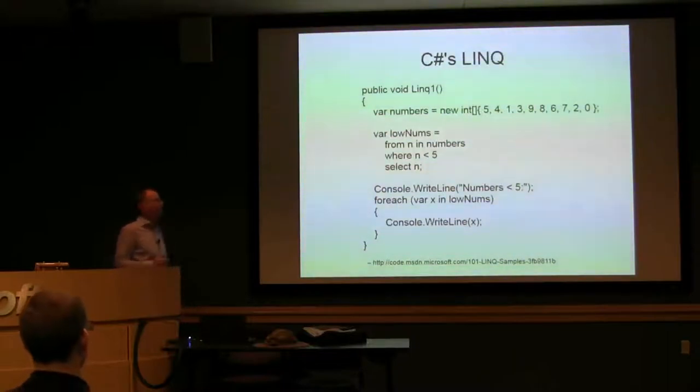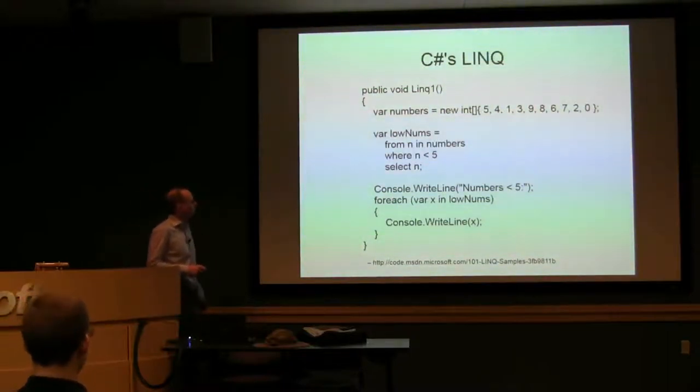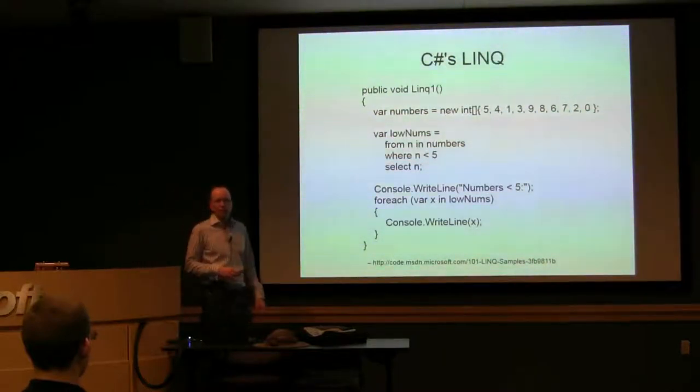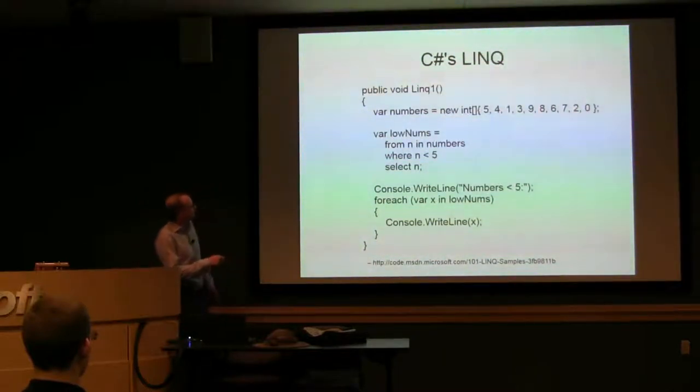C-sharp's Linq system looks a lot like this. We're iterating over the numbers, we're picking the numbers that are less than 5, and here we're writing them out. This example is from one of Microsoft's tutorials on how to use Linq. So this would be the pipeline here.